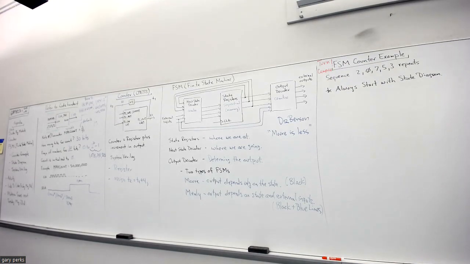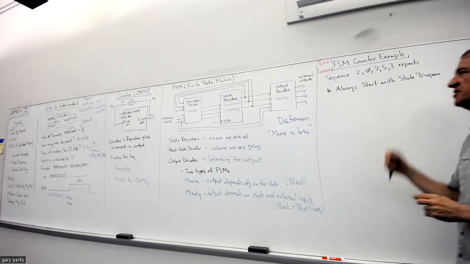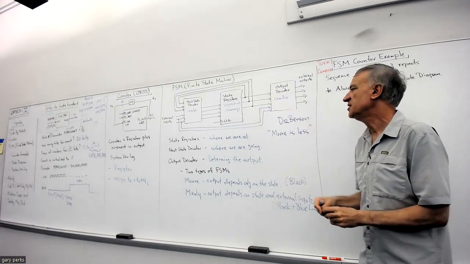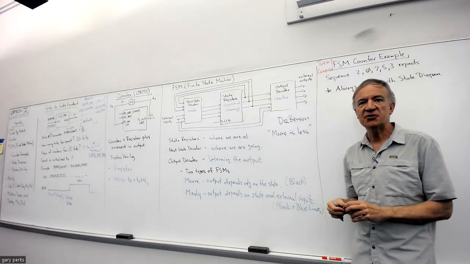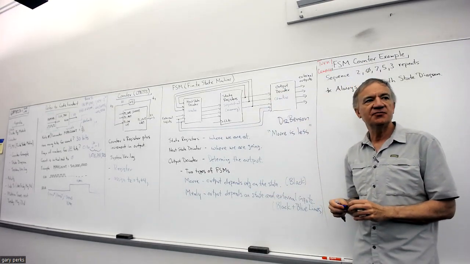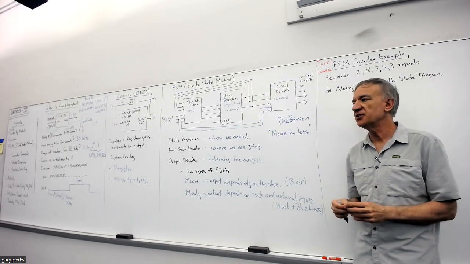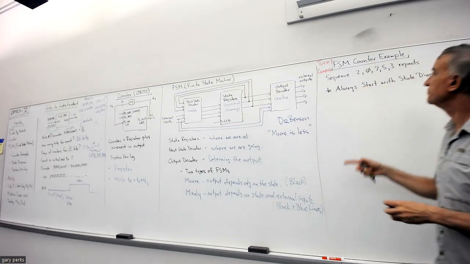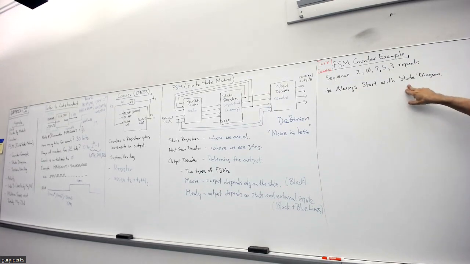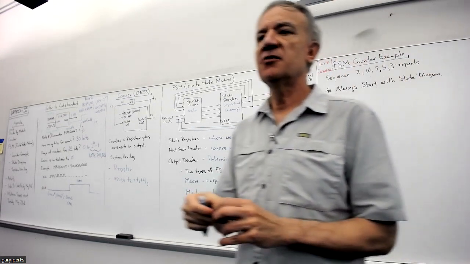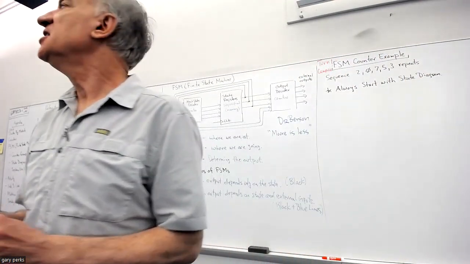All righty. So, any questions up to this point? I mean, this is just some basics about FSMs. We're going to get to more specifics through an example. The next thing to come up is a state diagram, because that's where you always start with any sort of FSM design.